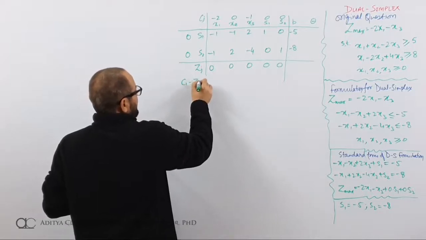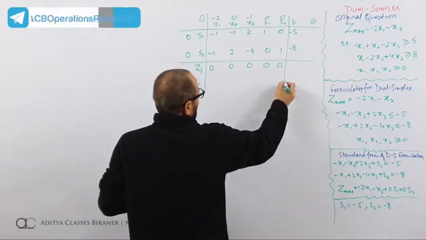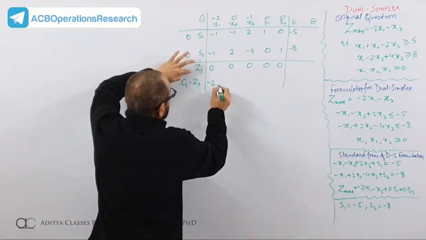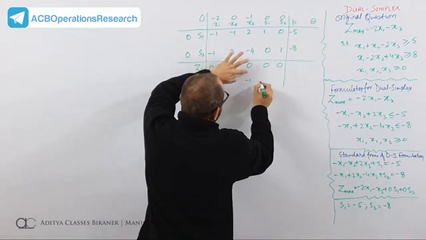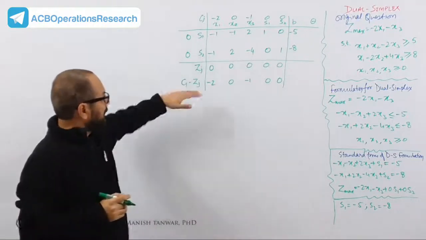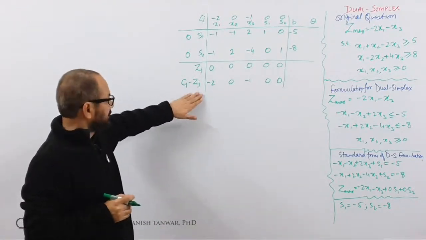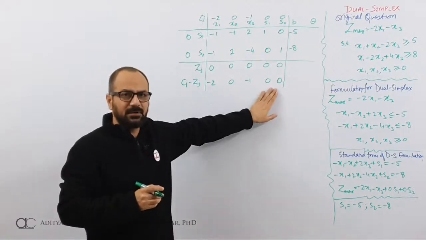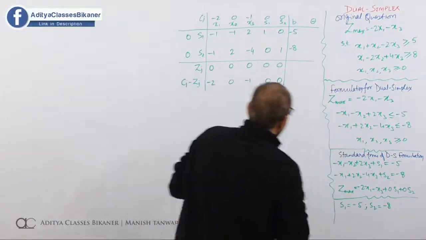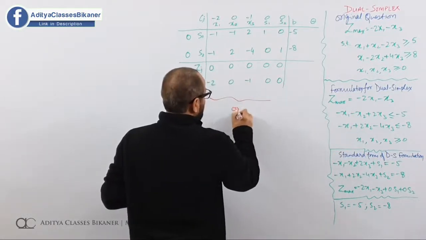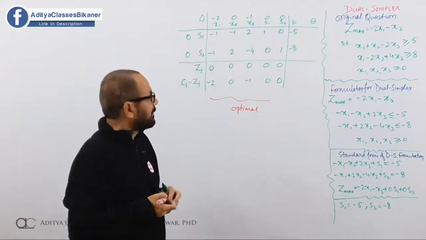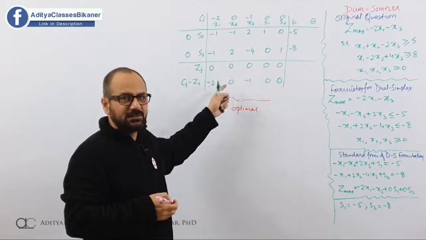Next, because it is a maximization problem, I'll go for Cj minus Zj. I'll get a minus 2, 0, minus 1, 0 and 0. If we have a look at my net evaluation row, that is Cj minus Zj, we see that all the values are either 0 or negative. Hence, I can say that the solution I have arrived at is optimal.